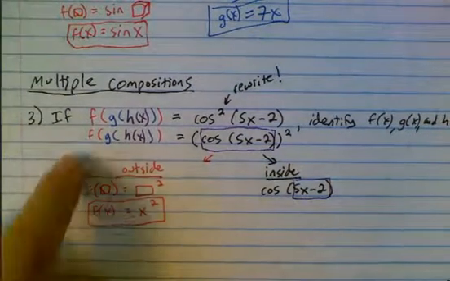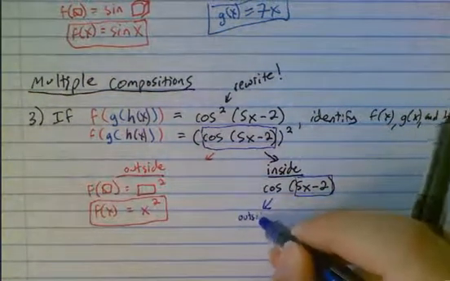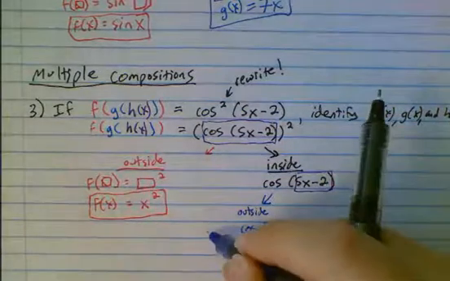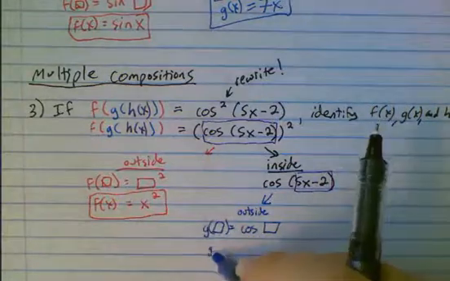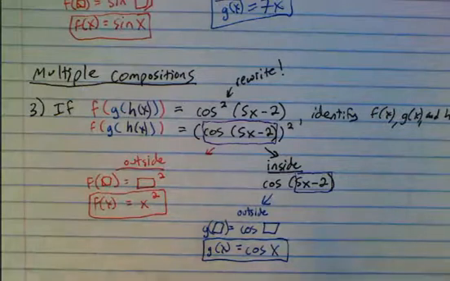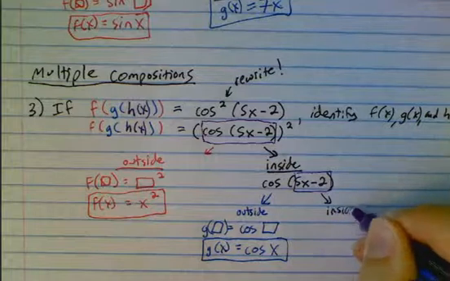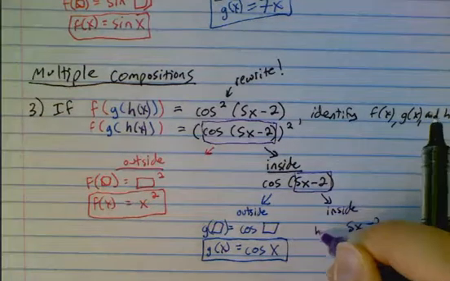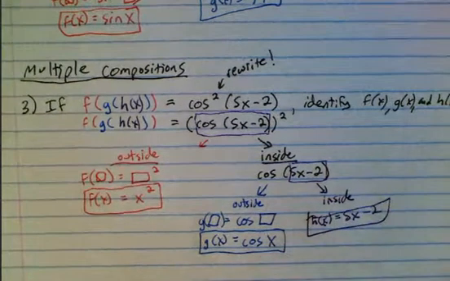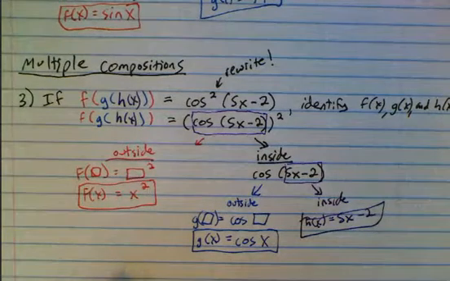So that means our next layer, we've already taken out f, so our next layer is g. That's cosine of something. g of x is cosine of x. Now h of x is purple, it's the inmost layer here. So we're looking at what's inside the final box. This is just 5x minus 2, so h of x equals 5x minus 2. Go ahead and try this yourself on the next problem.